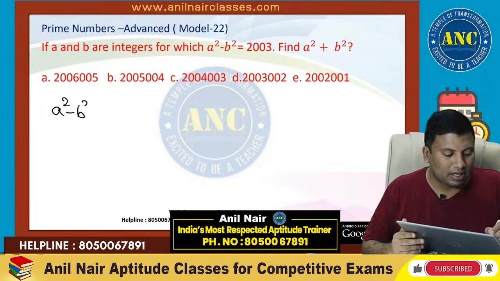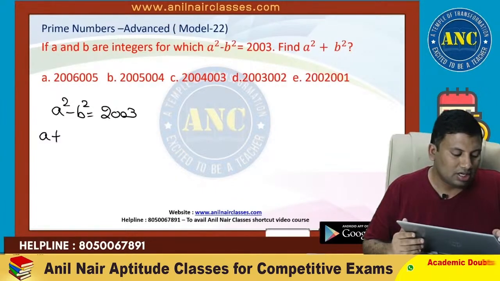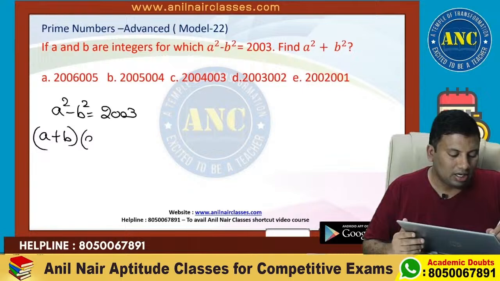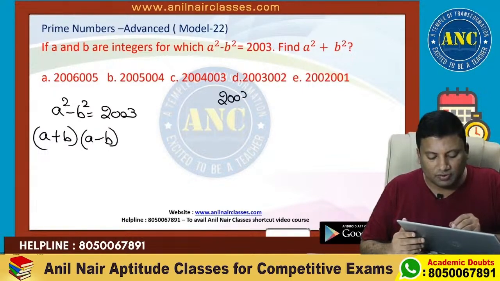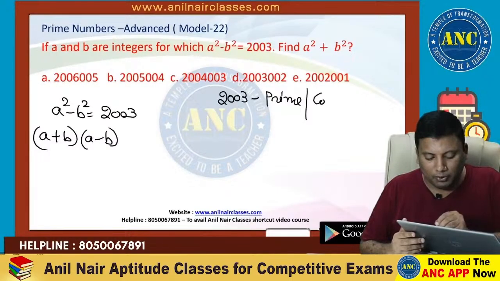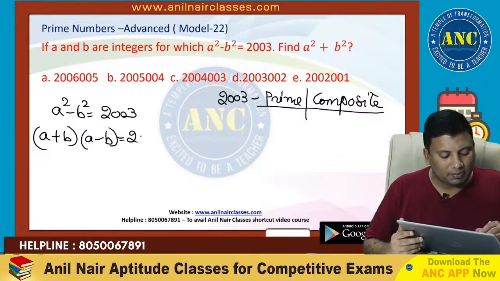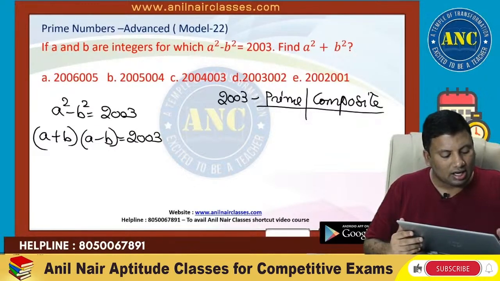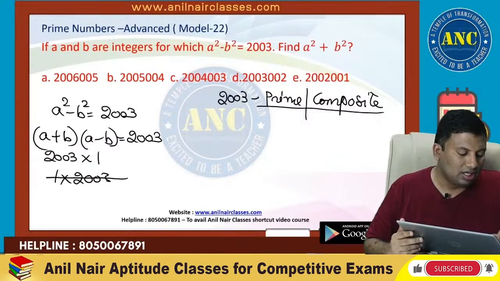A and B are integers, A square minus B square equivalent to 2003. This is A plus B into A minus B equal to 2003. First we will check whether it is prime or composite. Before checking, let us play around with the answer options. Assume that it is a prime number, since there is no option like none of these. So 2003 is 1 into 2003.